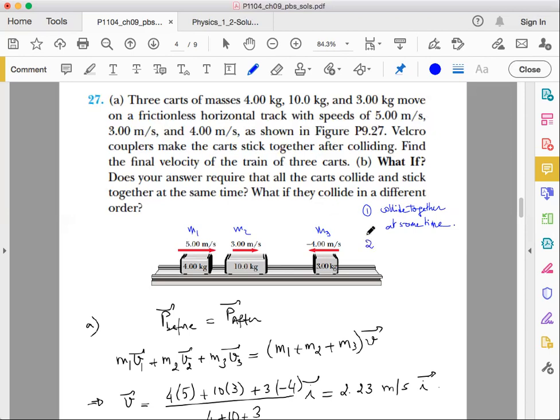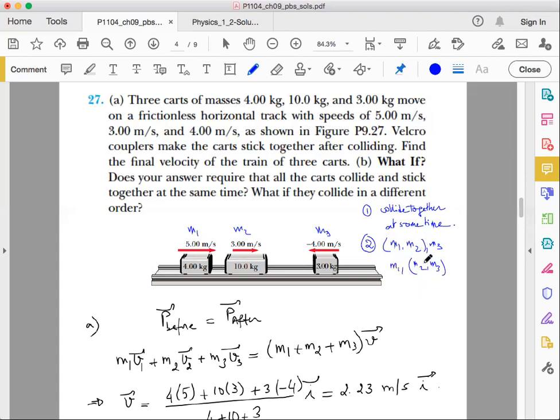The second option would be different, and there are different possibilities. For example, it could be that M1 collides with M2 at a given time, and then the train of M1 and M2 collides with M3. It could also be that M2 collides with M3, and then the train M2 and M3 collides with M1.